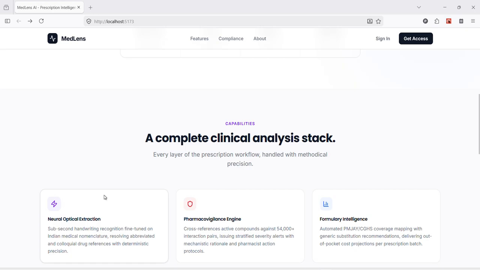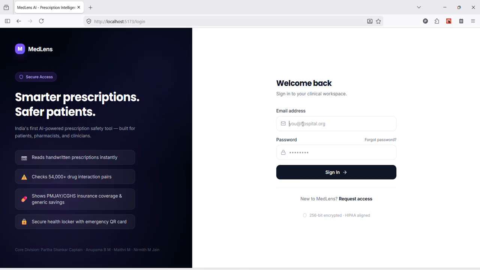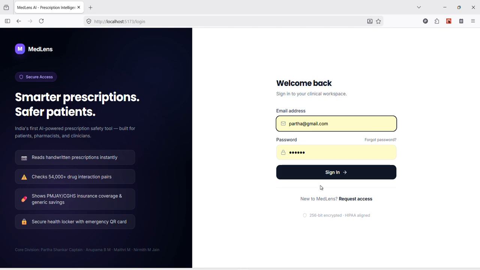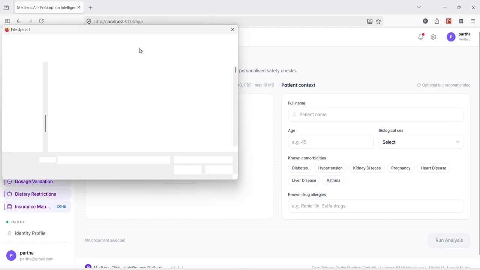This is our landing page. From here, we can go about and start with sign in. After signing in, the user is allowed to browse for files and upload their prescription.